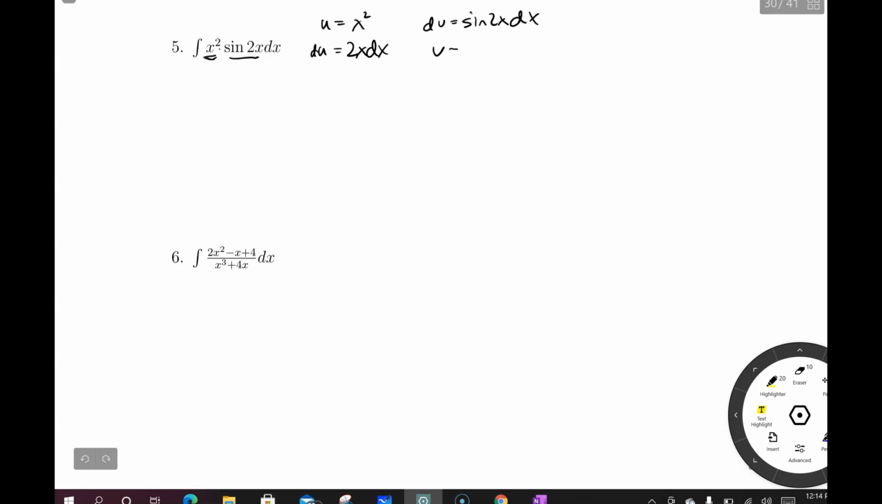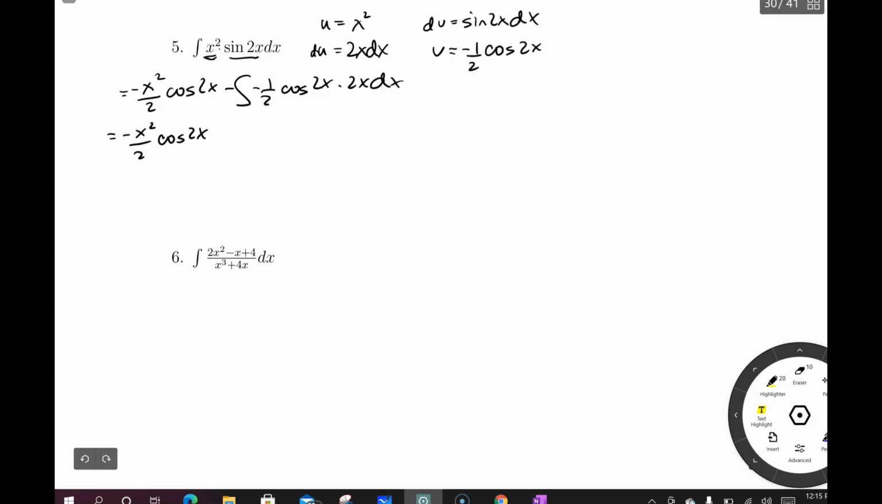dv to v is the antiderivative, so I'm talking La Jolla theorem to take the antiderivative. And so I'll get a 1/2, and I know it's going to be negative cosine. So I put it together, so I get uv minus the integral of v du.